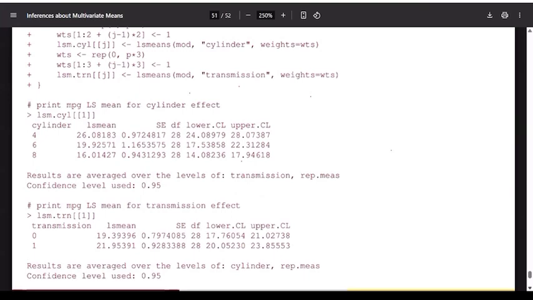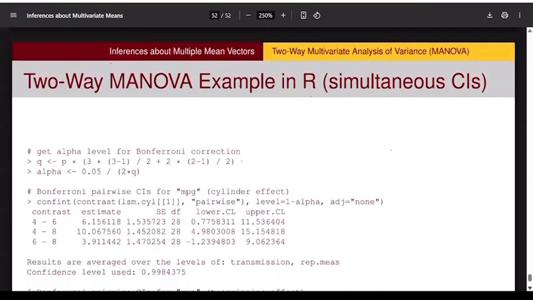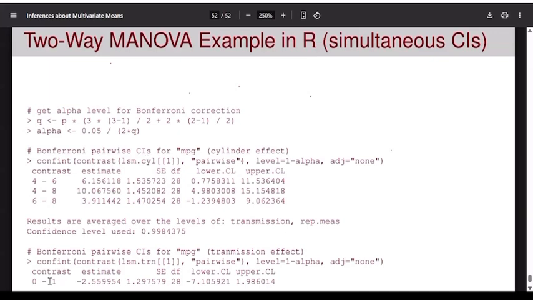Don't forget, this time around, you got two categorical factors, and if you want to construct Bonferroni intervals, because the factor is significant, the effect of cylinder on the multiple dependent variables is significant, the effect of transmission is significant, it is better we construct a Bonferroni pairwise confidence interval to be able to know where the difference lies. Right now, I want to know where the difference lies.